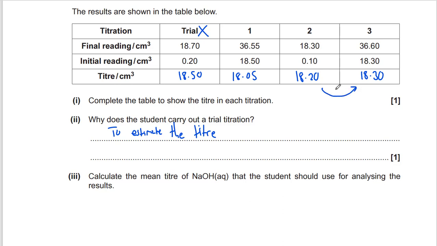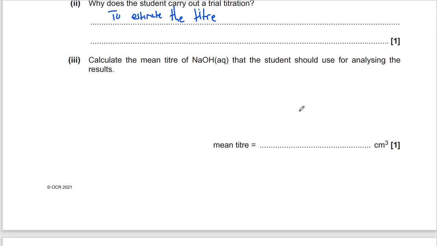So I'm going to use these two numbers here to calculate the titer. So I need to take the average of those two numbers. I don't need a calculator for this. It's 18.25 centimeters cubed.